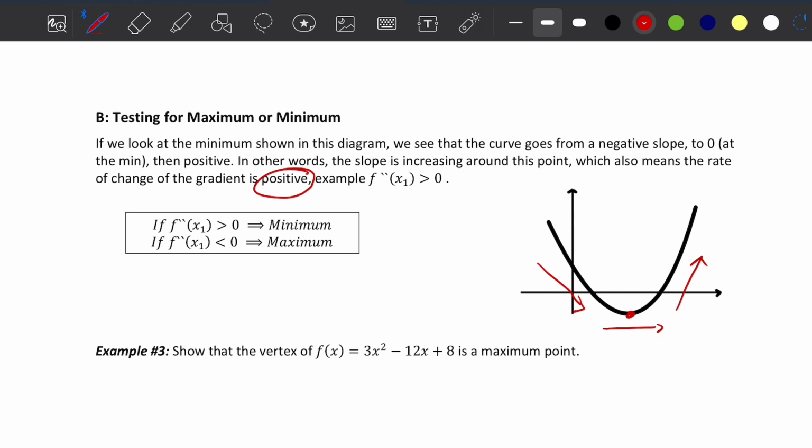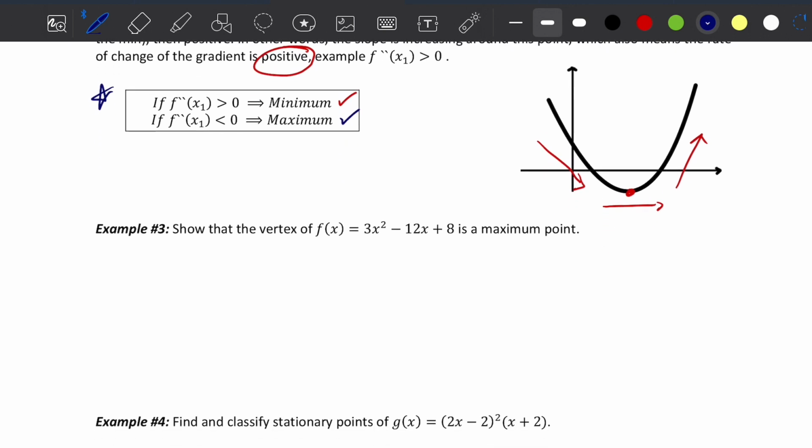So in that case, we can say that if the second derivative of the function f of x is greater than 0, we have a minimum point. If the second derivative of function f of x is less than 0, we have a maximum point. This is something that you need to remember because it's not in your formula booklet. So let's look at example 3.